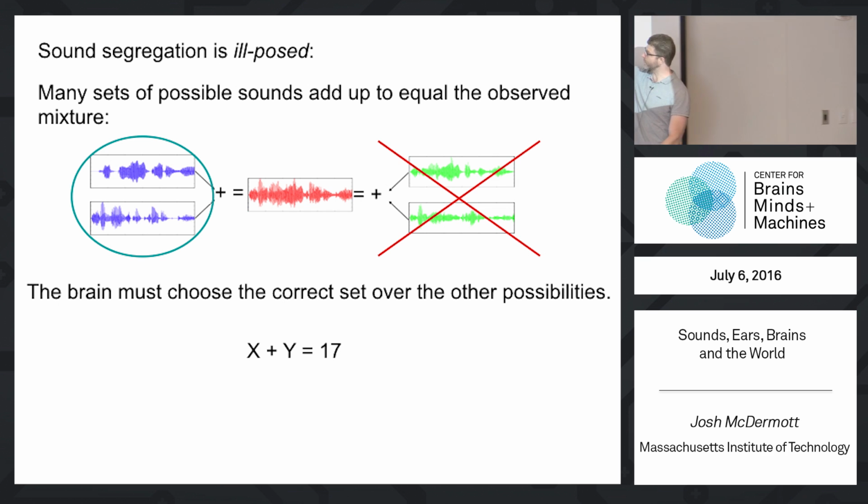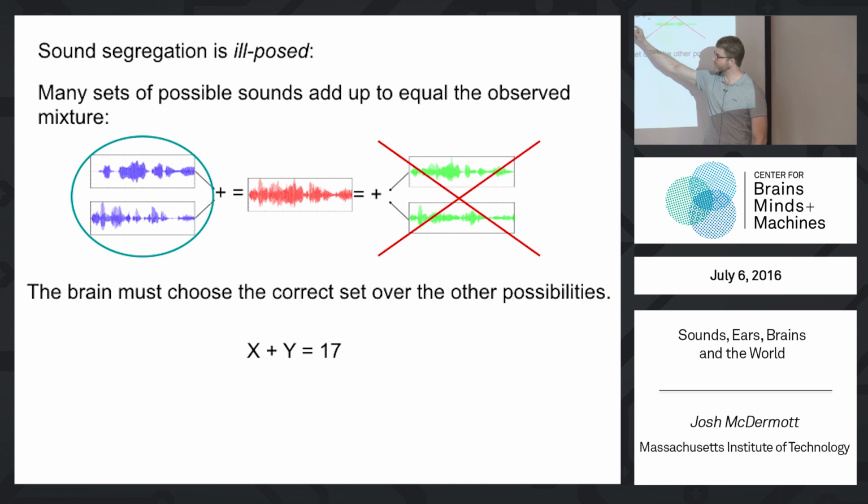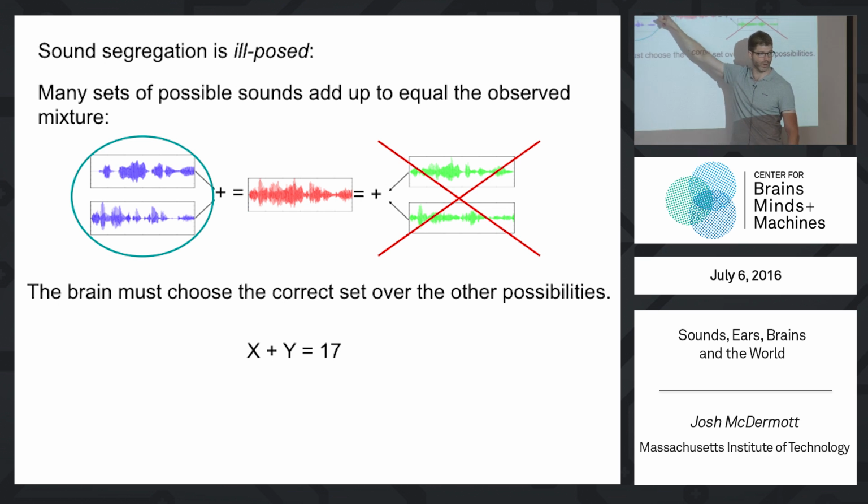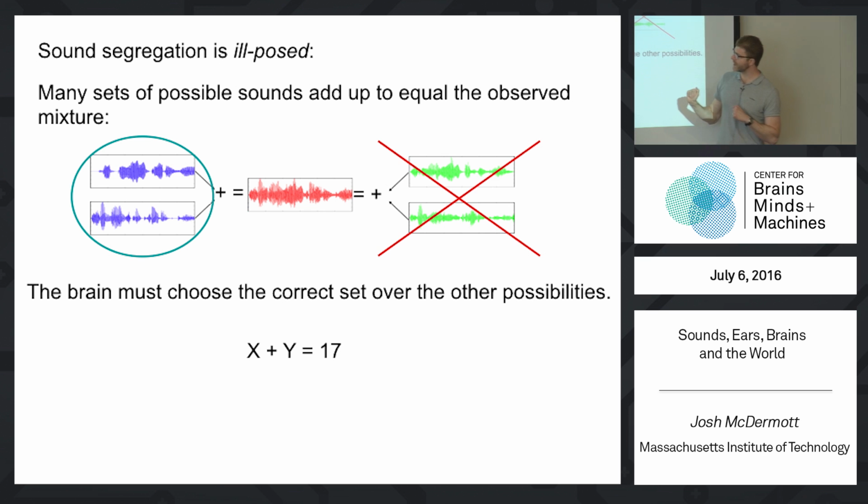So remember, you observe this mixture, and it's caused by these 2 blue things in the world. In this particular case, the reason this is ill-posed is that many sets of sounds add up to equal the observed mixture. There are the blue ones, which are the ones that actually happened in the world. But then there are lots and lots of sets of green ones, which are different from the blue ones, but that also add up to be equal to the red signal. Somehow or another, your brain has to take this mixture and infer the true sources and not all these other ones. This is really exactly analogous to a math problem.